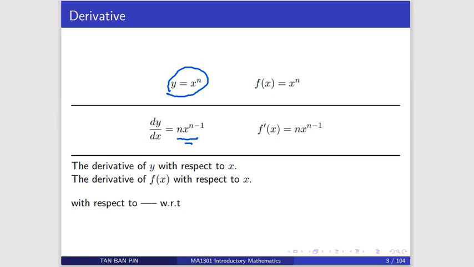To differentiate x power n, you bring down the power n and then decrease the power by 1. You can also use the notation f(x) is x power n, and then f prime x is n x^(n-1). So you are differentiating y with respect to x. dy/dx is the derivative of y with respect to x, or the derivative of f(x) with respect to x. And sometimes I'll write it in short as wrt.